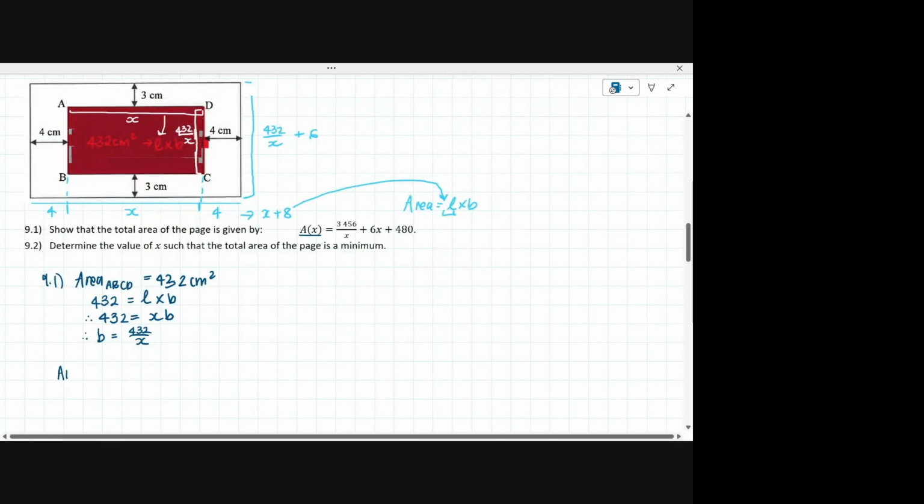So the area of the entire big rectangle would again be equal to length times breadth. We know that the length is that x plus 8 that we spoke about earlier. And the breadth is, as we've just worked out, the 432 over x plus 6. Remember, the plus 6 is because we've got 3 centimeters at the top, 3 centimeters at the bottom, and that must be added to my breadth.